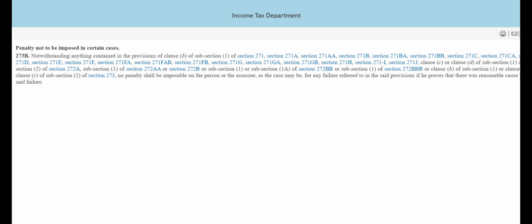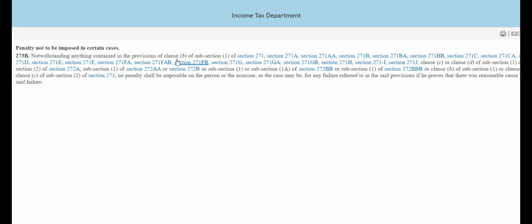Now there is immunity given via section 273B to the assessee. If for any genuine reason the assessee could not file any response, and if the assessee can demonstrate reasonable cause to the AO, then the AO will not levy any penalty. So let's see this section, penalty not to be imposed in certain cases. This section starts with a non-obstante clause, that is, it will override every other section mentioned in this section.